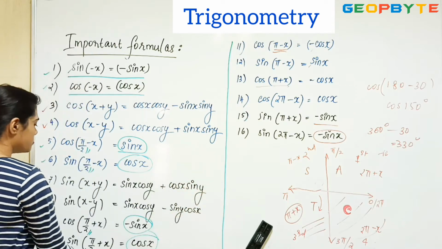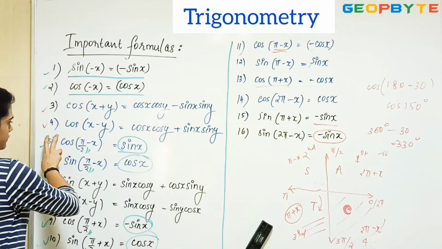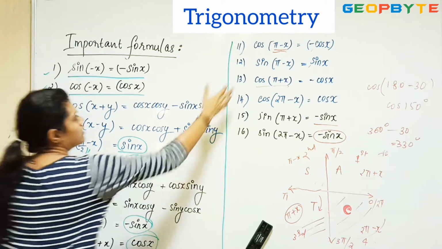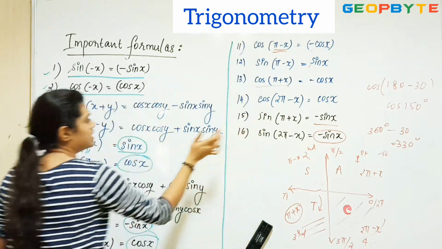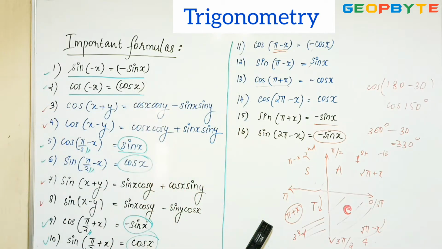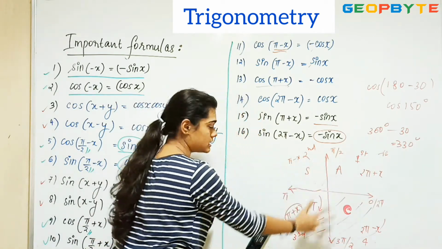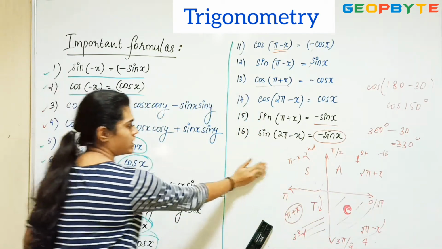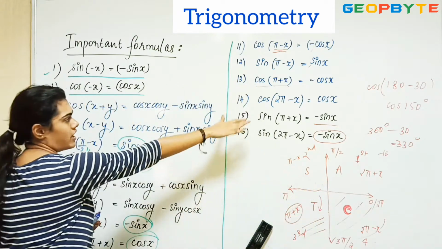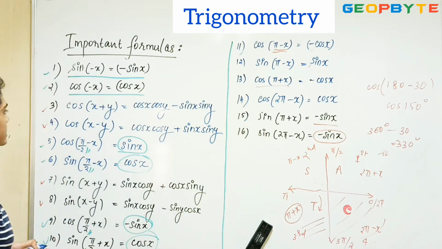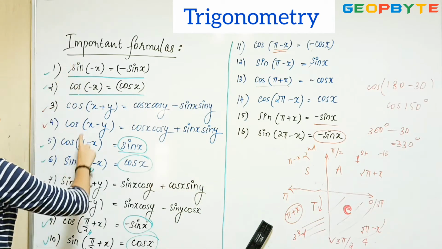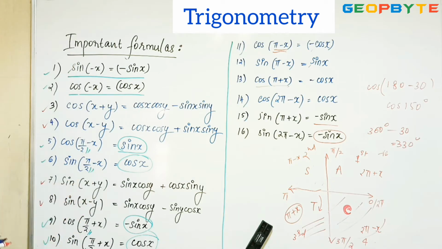So you don't have to remember 1, 2, 3, 4, 5, 6, 7, 8, 9, 10 formulas. That is something very basic where you can find it from this ASTC method. So it's very easy. If you could understand this thing, then you don't have to remember all these things. The only thing you have to remember is these two and these two. That is very important for problem solving.